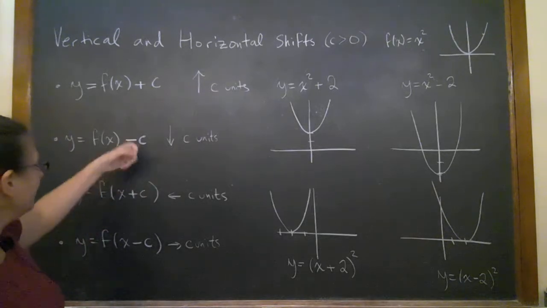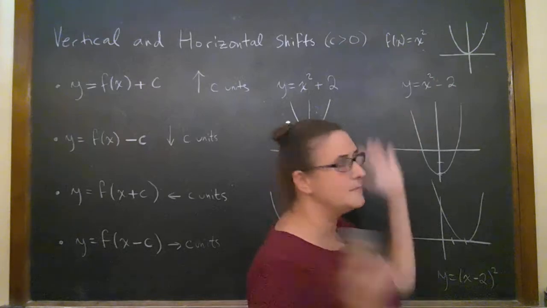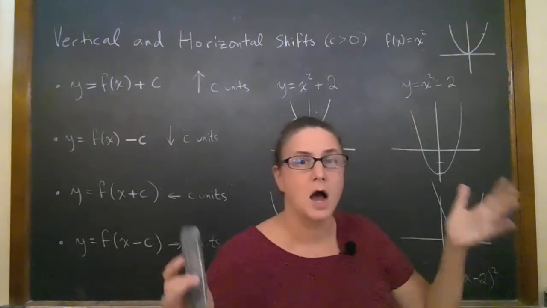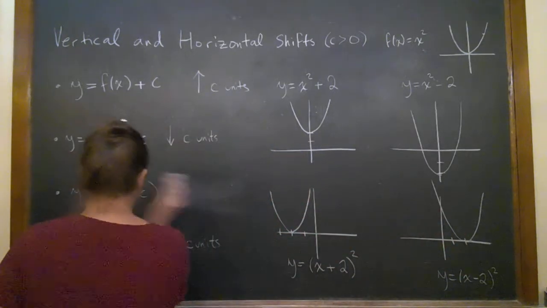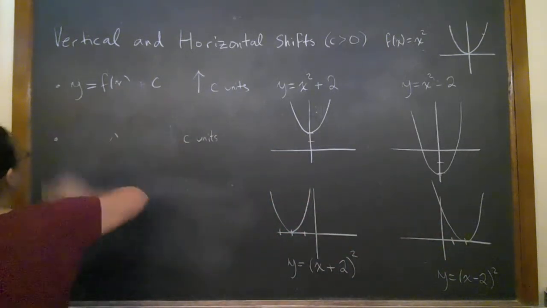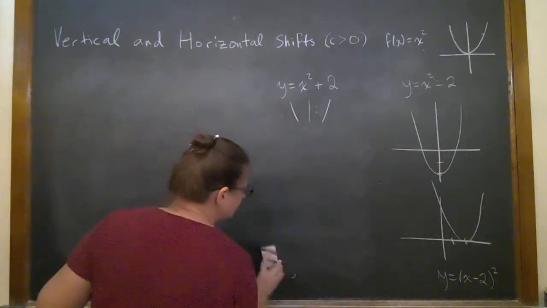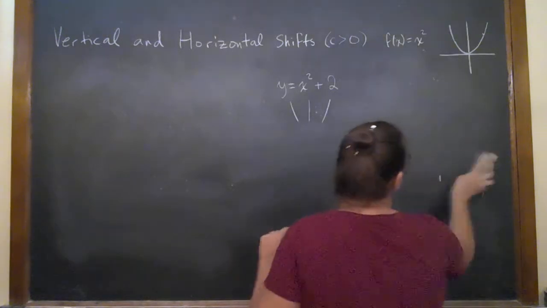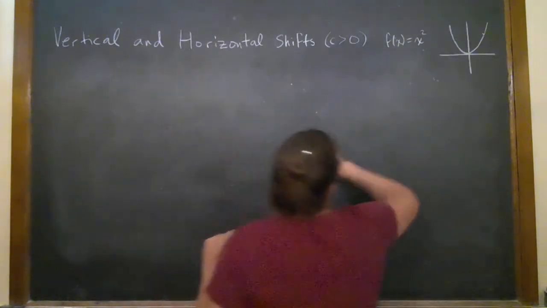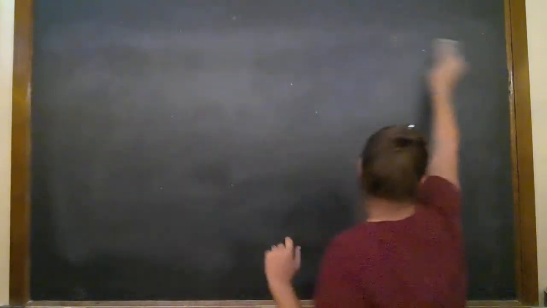Notice that because I'm adding and subtracting, I haven't changed the shape of the graph. I haven't made it thinner or fatter or anything. I'm just moving it around on the plane. If instead I want to make it thinner or fatter, what I can do is multiply it. So, stretching and shrinking.